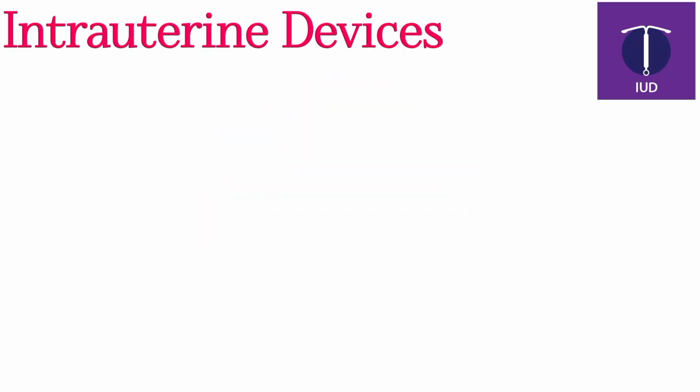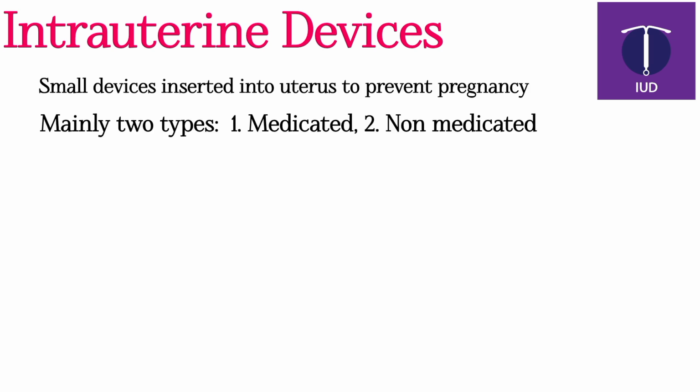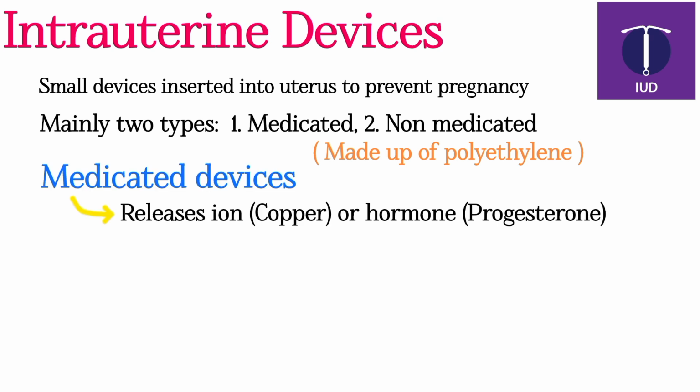Let's discuss intrauterine devices. An intrauterine device is a small device which is inserted into the uterus to prevent pregnancy. Mainly two types are there. One is medicated and another one is non-medicated. Both are made up of polyethylene or other polymers. Medicated intrauterine devices release either a metal ion such as copper or a hormone such as progesterone.